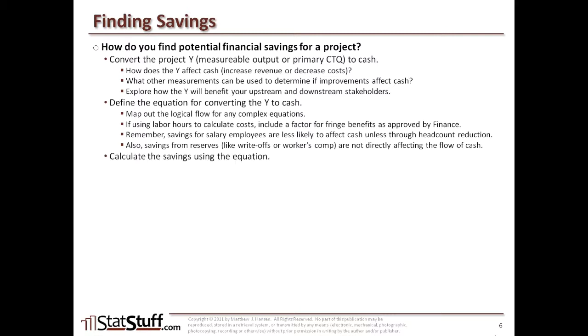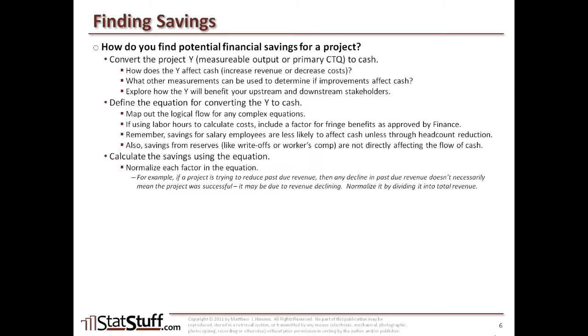The next big thing would be to calculate the savings using an equation. The equation that you just built, then actually calculate what that savings would be. I'd recommend normalizing each factor that you're using in the equation. So what I mean is, for example, if you're using a project where you're trying to reduce the past due revenue, that is the revenue that is past due where the customer is not paying you timely, then if you're trying to measure that and you see some reduction over time, you might think, hey, that's great. But for all you know, the revenue is also declining too.